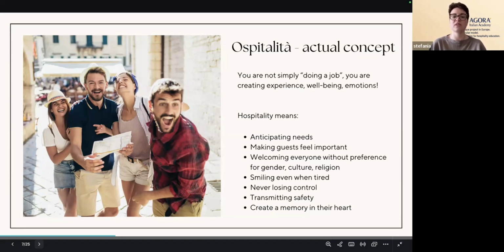Every guest should be considered important. It's not one of a thousand, but someone you should take care of. Welcoming everyone without preference for gender, culture, or religion. Especially in these years, it's a very important topic. So don't have any preference regarding gender, culture, and religion, and it's becoming more important every year.